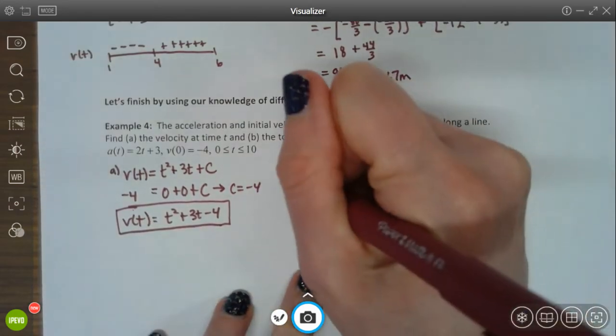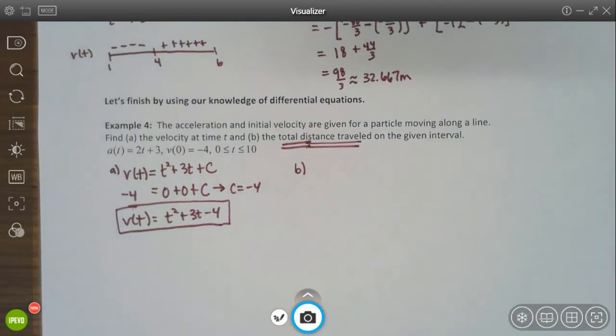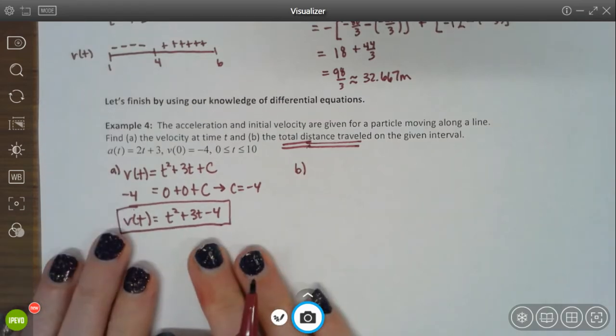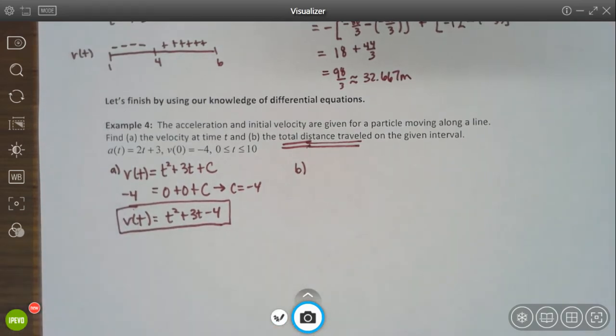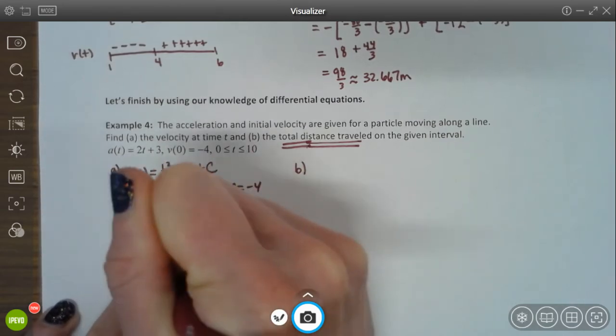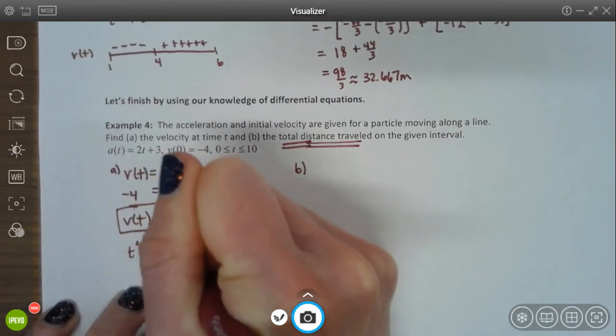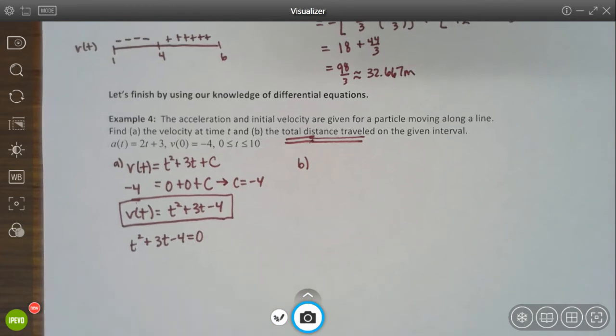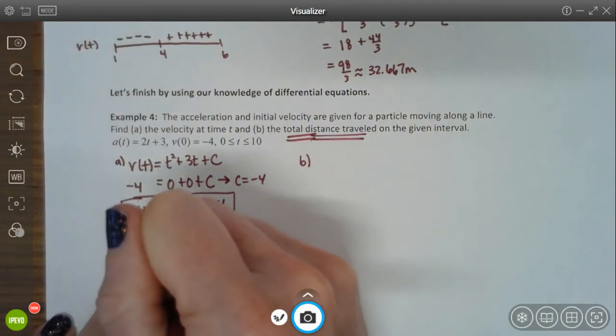So to get my total distance traveled, I need to break up this interval from 0 to 10 so that anytime I get a negative displacement, I turn it around to a positive. So again, now that I have my velocity function, I'm going to go ahead, set it equal to 0 so I can find any turning points. I'm going to go ahead and factor this to solve the quadratic.